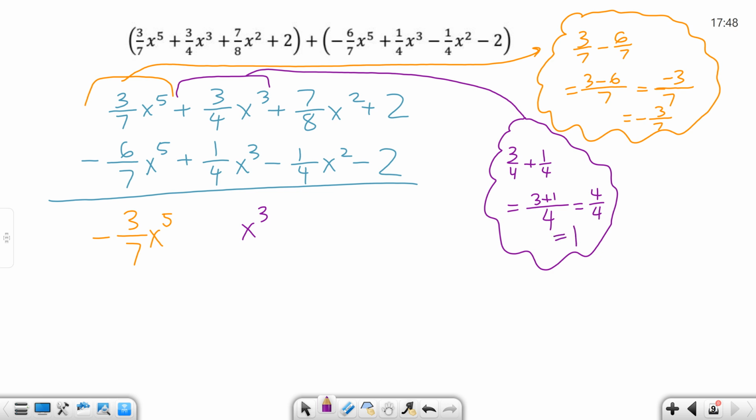But wait a minute. What is 4/4? It's 1. So this is really 1 plus 1. But wait a minute. Do we write plus 1? No, we don't write the 1. We know if we see x to the 3rd, there's a 1 there. So again, you need to get in the habit of that.